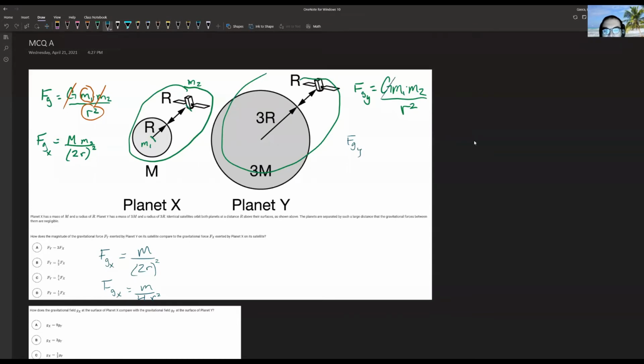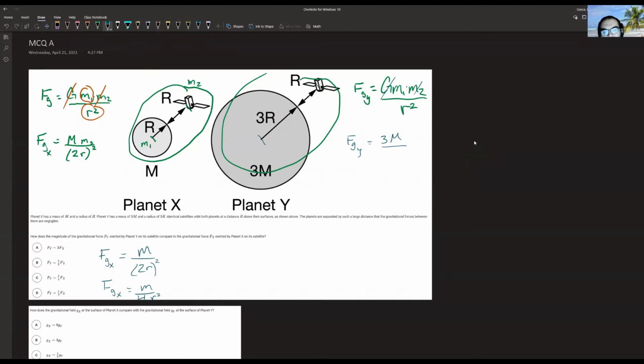Okay. Now let's go ahead and do this for the force due to gravity on system Y. Well, again, we're not going to worry about G. We're not going to worry about the mass of the satellite. All that really matters is the mass of the planet and the radius here. So in this instance, mass 1, well, that's just the mass of the planet, 3m. And then we ask ourselves, well, what's the orbiting distance?